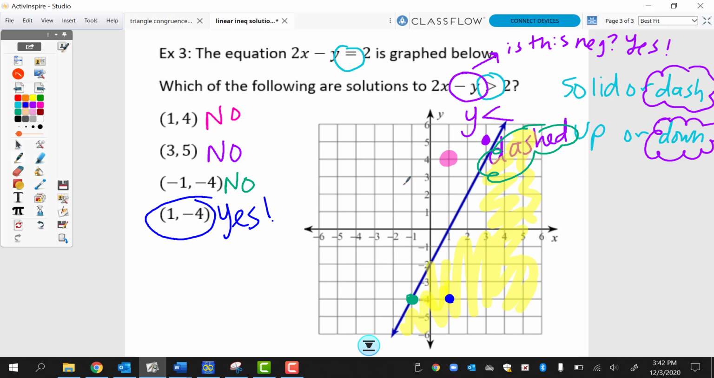So that's the big takeaway. You need to know solutions are in the shaded or on a solid line. Otherwise, you may go ahead and start the formative on solutions.